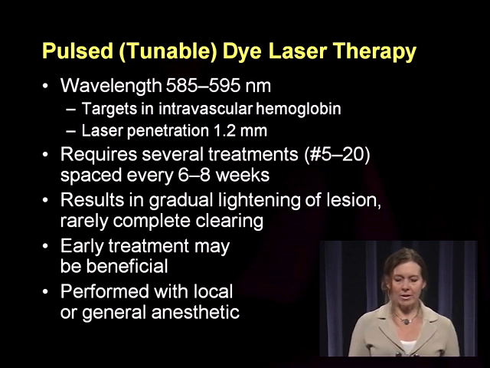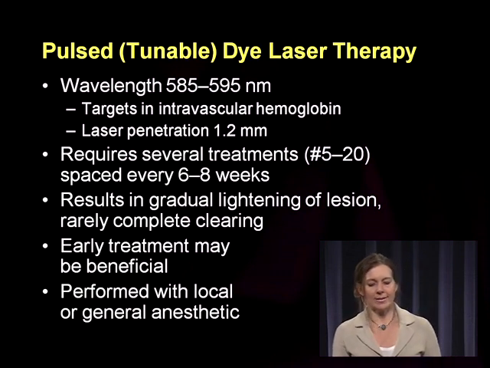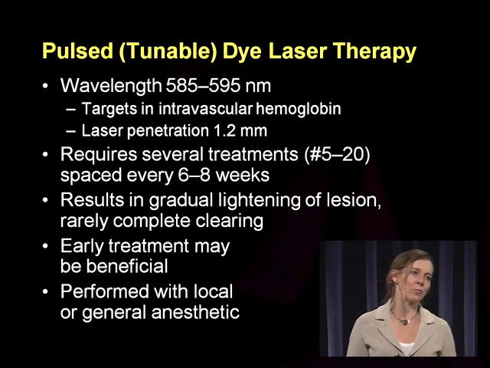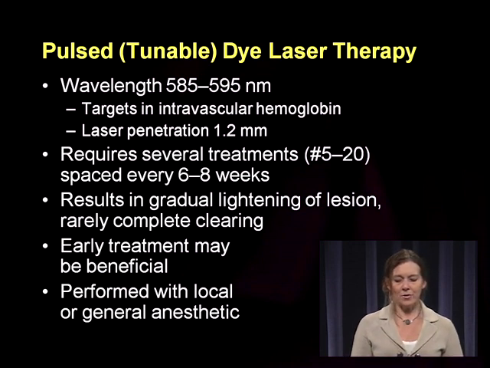So this is the laser that I'm referring to. This typically has a wavelength between 585 and 595 nanometers. It targets the intravascular hemoglobin. It penetrates very minimally, only 1.2 millimeters, so it's a very safe laser with a very, very low risk of scarring if used correctly. If you are going to laser port wine stain or capillary malformation, it tends to take multiple treatments, usually treated every 6 to 8 weeks, and the resultant lightening is very gradual.